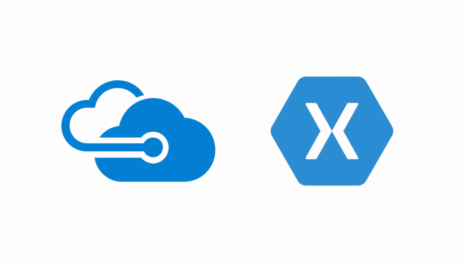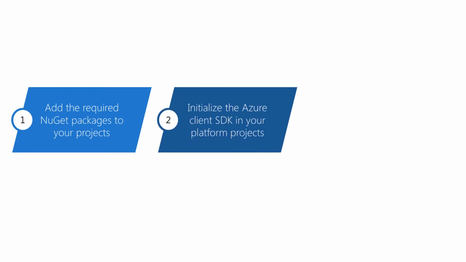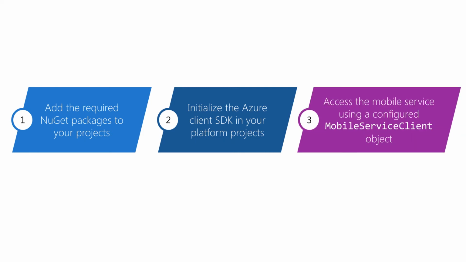Now there's three steps we have to do to add support for the Azure Client SDK to our Xamarin app. First, we'll need to add the client SDK assemblies, and these are shipped as NuGet packages. Next, we'll initialize the Azure SDK, and this has to be done in the platform-specific projects. And then finally, we'll configure and use a mobile service client object, which is an Azure SDK type to connect and talk to our Azure mobile service. So let's go through these steps in detail.